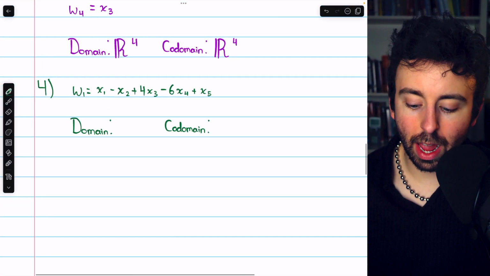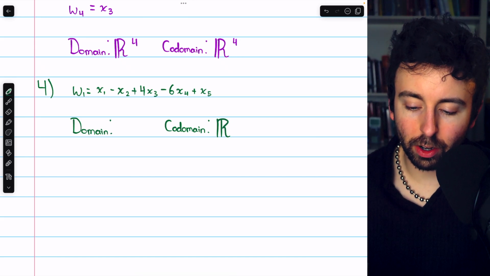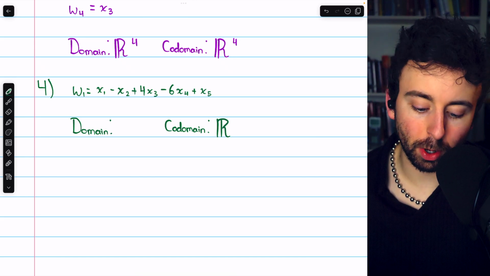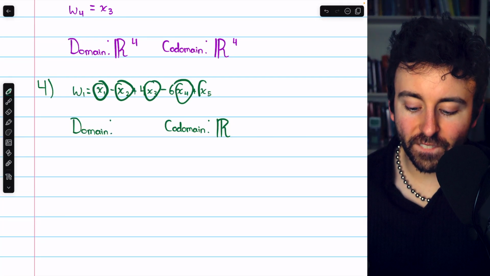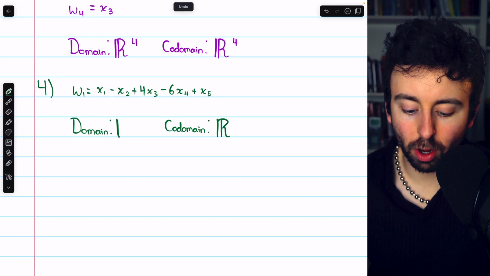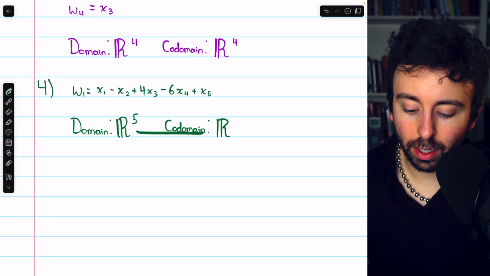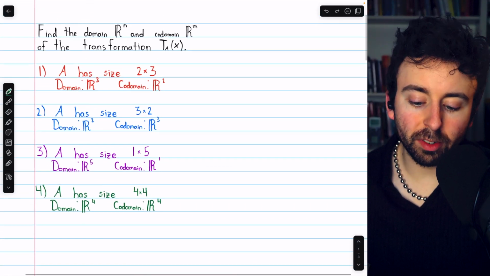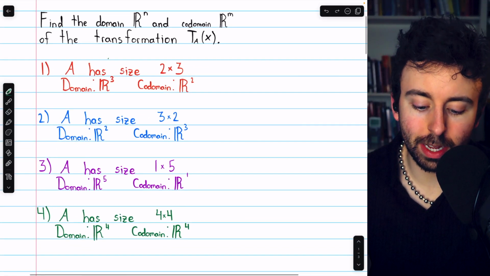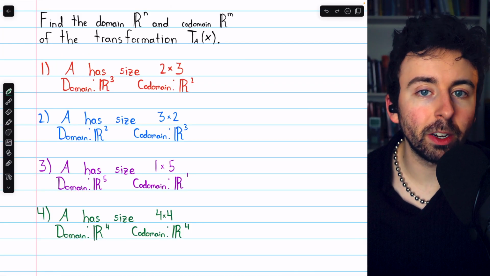In problem 4, we have 1 equation. So the codomain is actually just the real numbers. There's 1 equation describing how to get that 1 real number output. On the other hand, we have 1, 2, 3, 4, 5 separate input variables. So the domain is R to the 5. This is a linear transformation or matrix transformation from R5 to R. So that's how we determine the domain and codomain from some information about transformations, whether it be the dimensions of the matrix for the matrix transformation or simply the transformation equations.